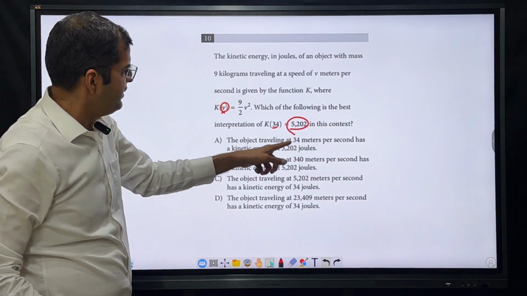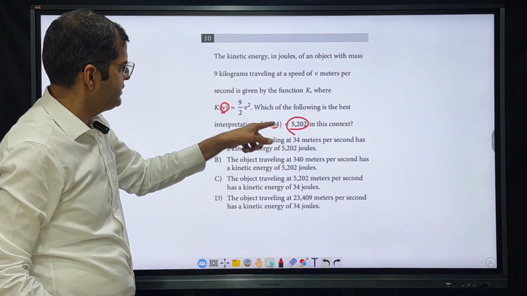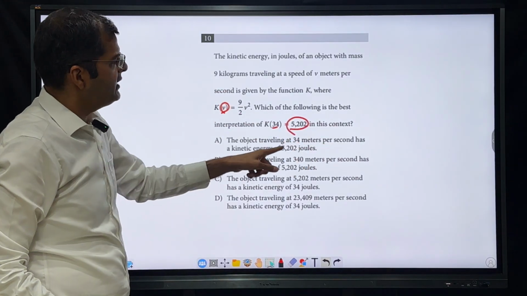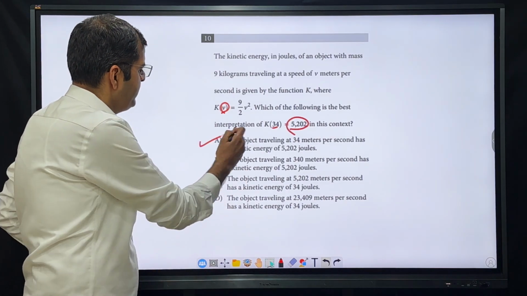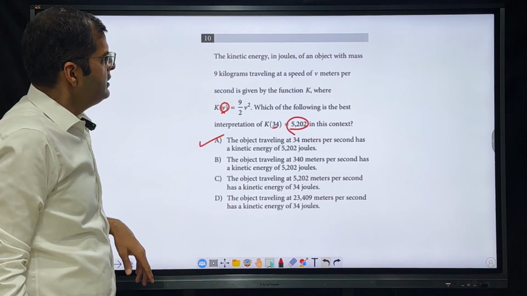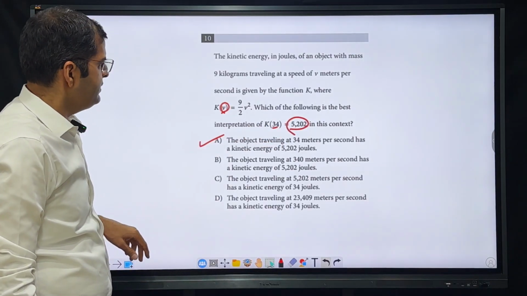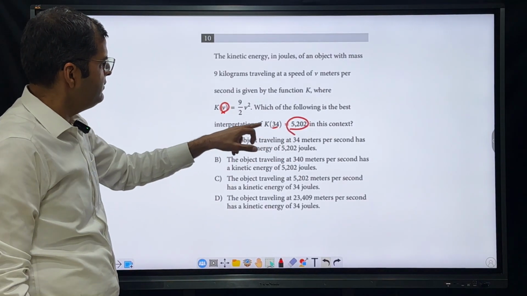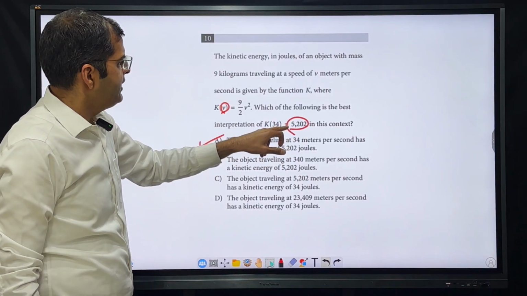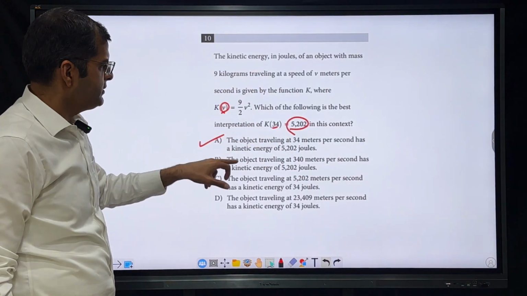So that means the 9 kilogram object traveling at 34 meter per second has a kinetic energy of 5202 joules. It says the object traveling at 34 meter per second, which is the velocity, has a kinetic energy of 5202 joules. Option A gives all the points that are mentioned through this equation: that the speed is 34 meter per second, which is v, and the energy is 5202 in joules.